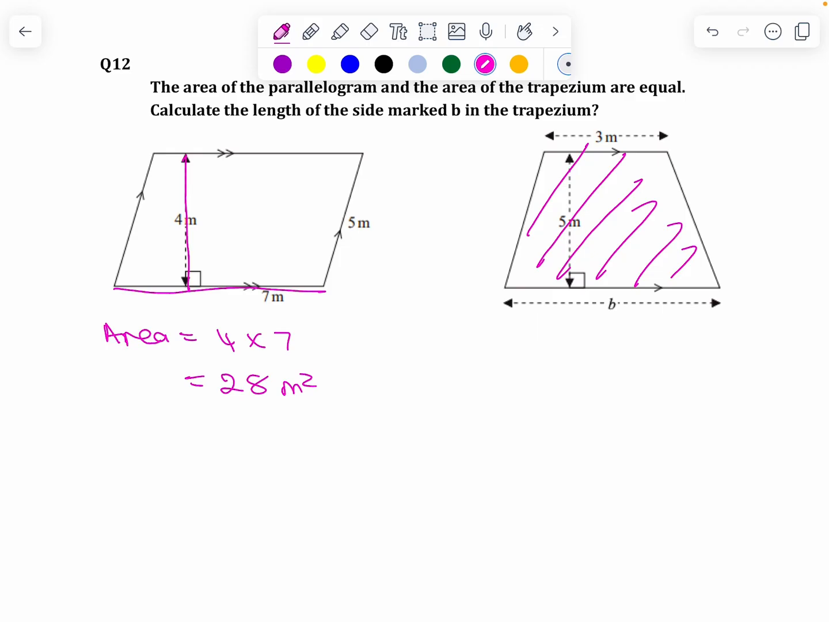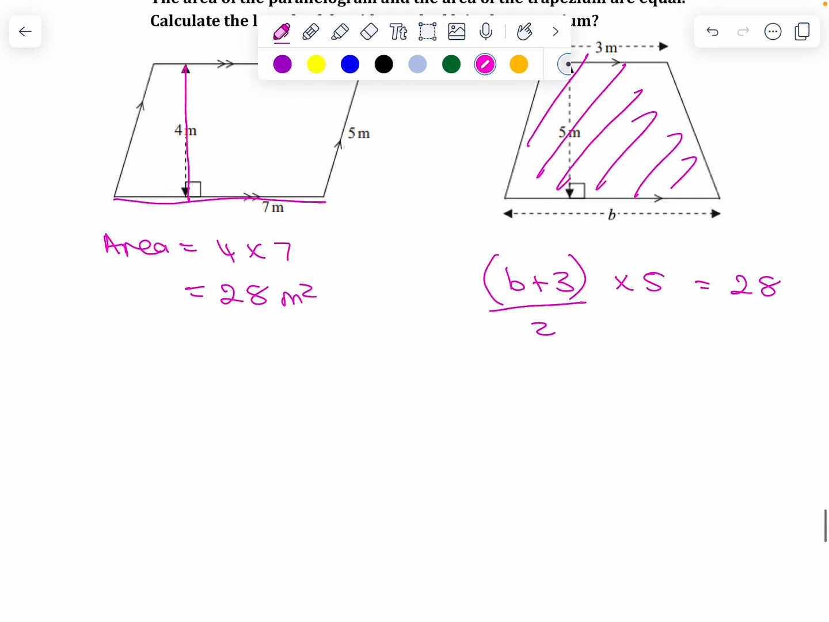Now, we know that this area must be the same. We know that if we do b plus 3 and we halve it and then times by 5, it will give us 28. Now, to find b, you undo all of that. You basically go backwards. It doesn't matter really what order you go in, but I'll undo the times by 5 first and divide by 5. So I'm going to do 28 divided by 5 using my bus stop.